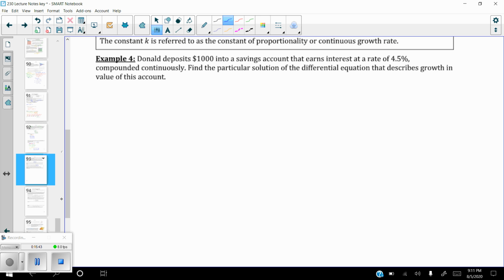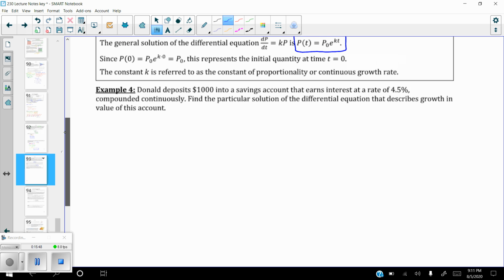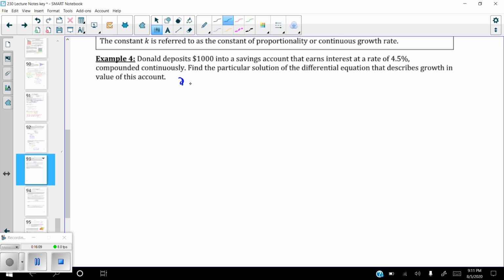All right, this is our last example. Donald deposits $1,000 into a savings account that earns an interest rate of 4.5% compounded continuously. Find the particular solution of the differential equation that describes the growth in the value of this account. So we are given, in this case, the initial amount, which is the P sub 0. P sub 0 is $1,000.